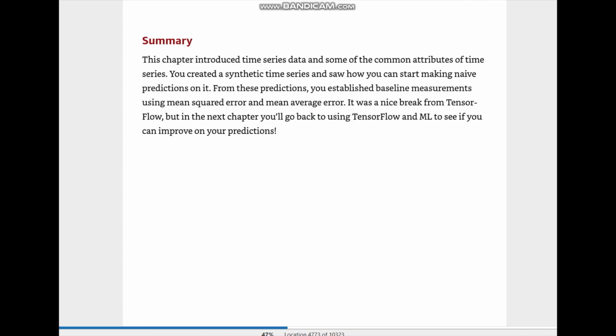So in this chapter, we were introduced to time series data and some of the common attributes of time series. You created a synthetic time series and saw how you can start making a naive prediction on it. From these predictions, you established baseline measurements using mean squared error and mean absolute error. It was nice to take a small break from TensorFlow, but in the next chapter, we'll jump back to TensorFlow and machine learning to see how we can improve these predictions.